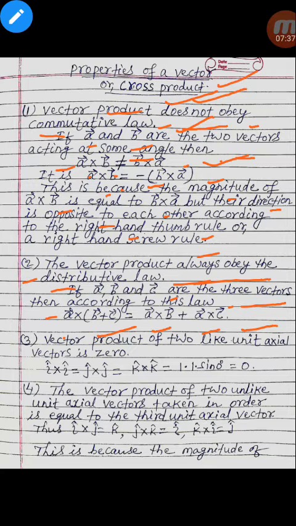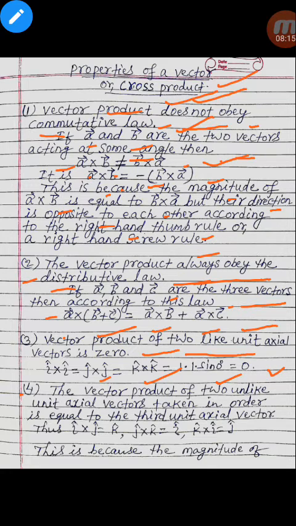Now, property number 3: vector product of two like unit axial vectors is 0. We know that i, j, k are unit axial vectors along x, y and z axis respectively. According to this property, i cross i is equal to j cross j, is equal to k cross k, equal to 1 into sine 0 degree, equal to 0.